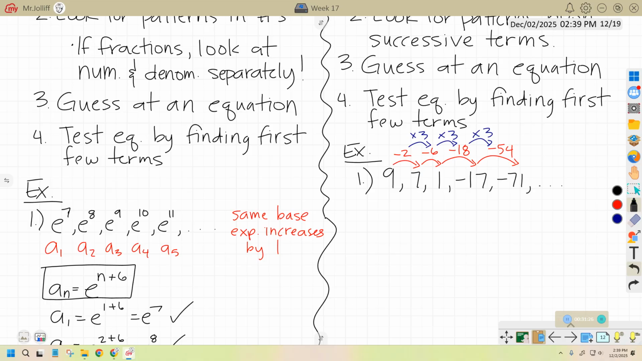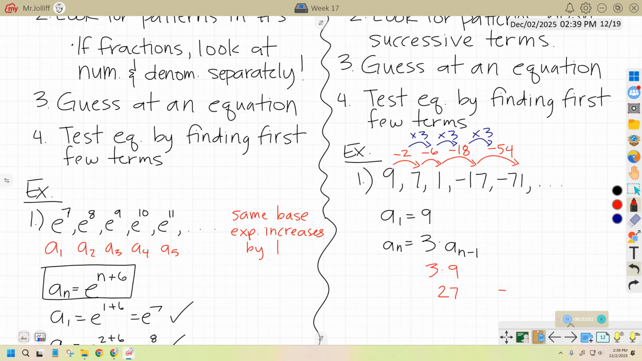So what I see here is my pattern. A1 I know is 9. A sub n is probably 3 times my previous term. I know there's another piece because 3 times 9 is not 7. What is 3 times 9? 27. So 3 times 9 is 27. I don't want 27. What do I want as an answer for that second term?